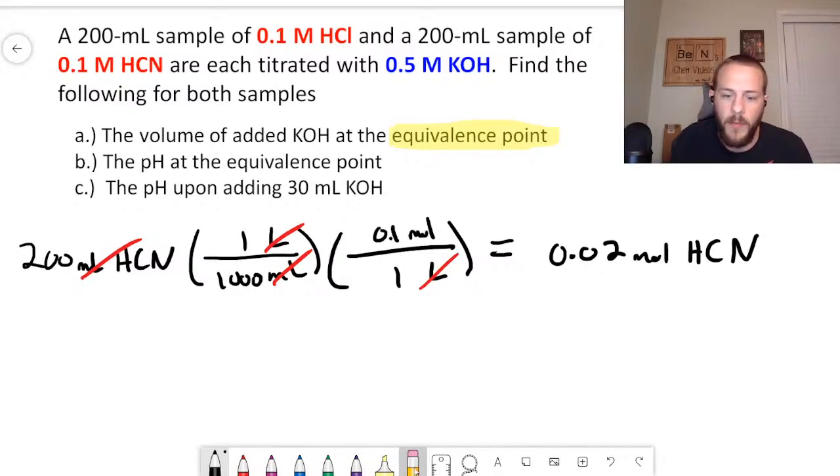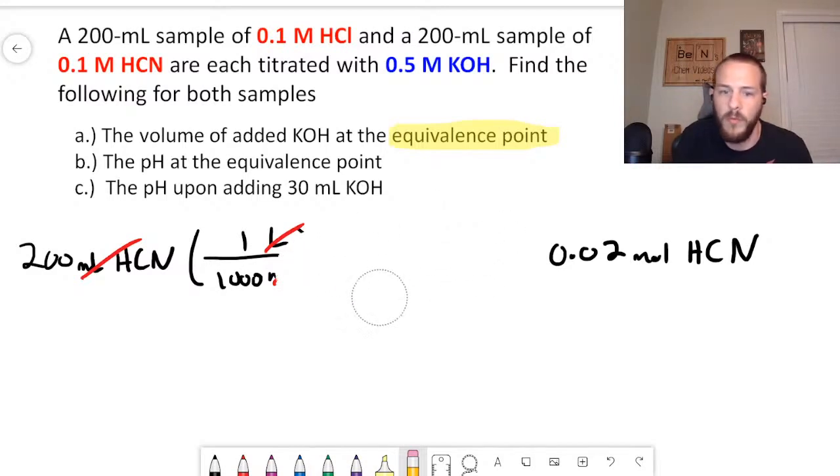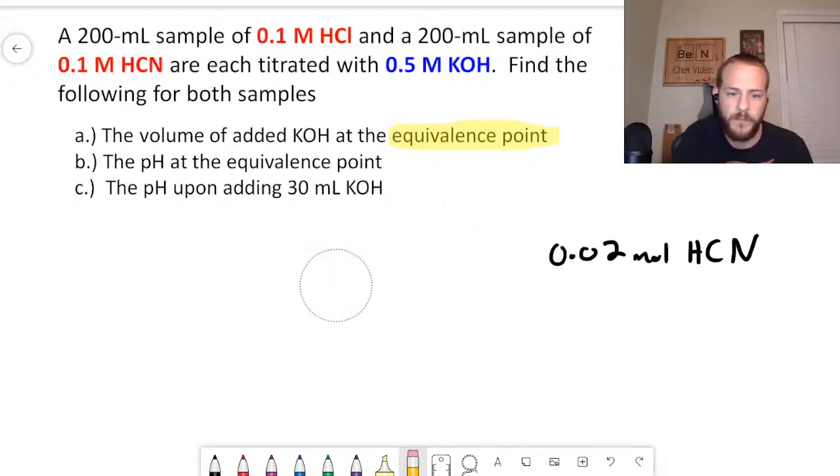So now that we have that, I think we can delete all this calculation stuff that is leading up to getting that 0.02 moles of HCN. And now we can set up a sort of a table, right? Not an ice table, but a table that's kind of similar to an ice table that helps us track the progress of the titration, right? Let's see. So let's write that neutralization equation here.